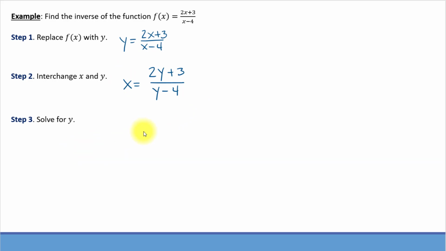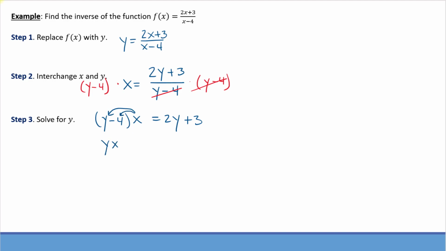Step 3, solve for y. To solve for y, first I'm going to clear the fraction. To do that, I'll multiply by the denominator on the right-hand side and on the left-hand side. This will allow me to cancel the denominator on the right-hand side. What I have now is y minus 4 times x equals 2y plus 3. Let's clear the parentheses by distributing x. We'll get yx minus 4x equals 2y plus 3.